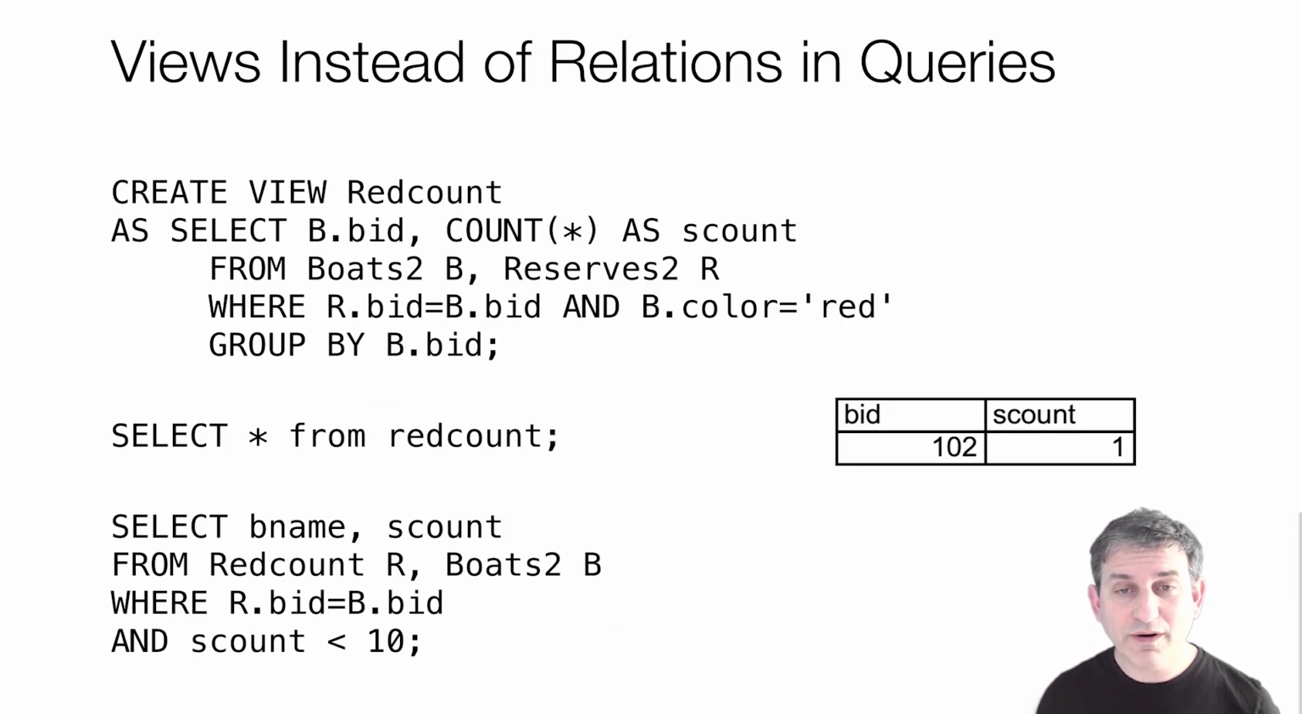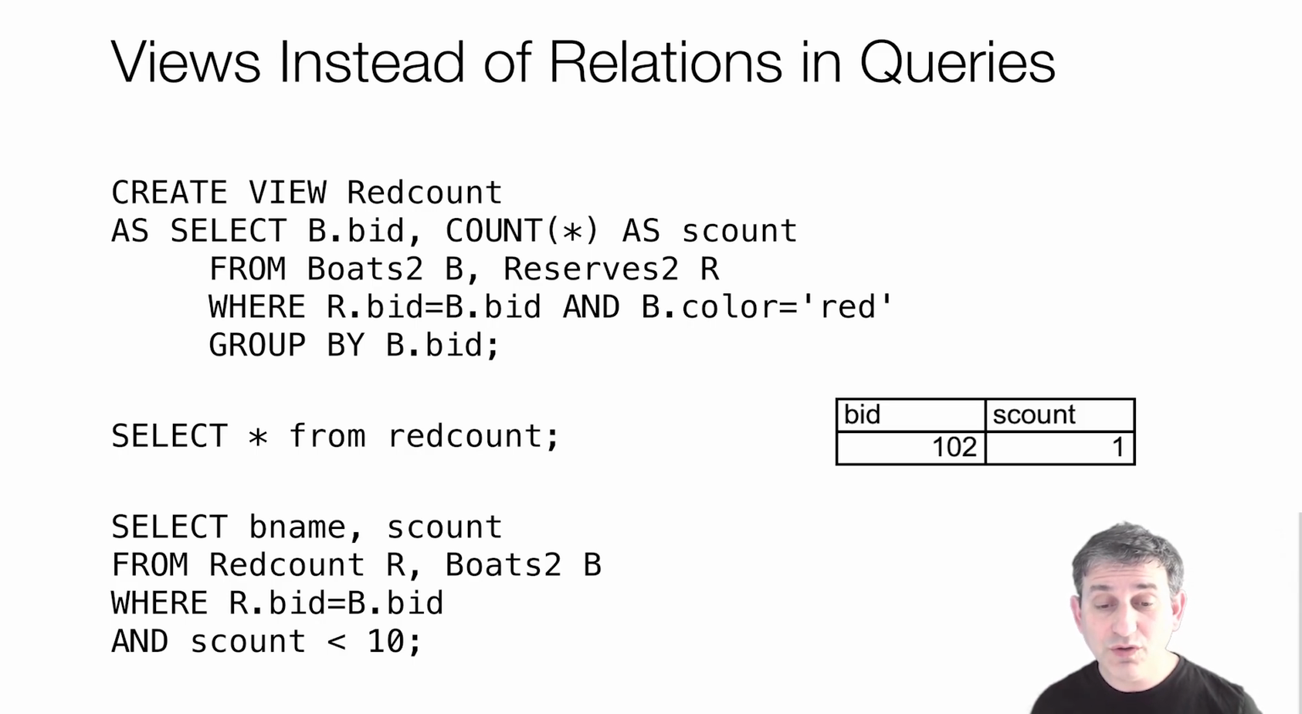Now, here's that query repeated at the top of this slide. We can use this query in another query. Select star from red count is going to return tuples that are defined by that view. And at the current state of the database on the right-hand side, we see there's just one tuple. It's boat ID 102, and it has scount 1.